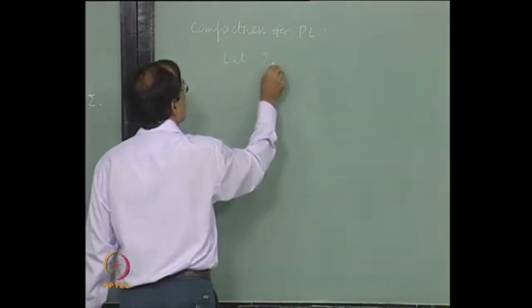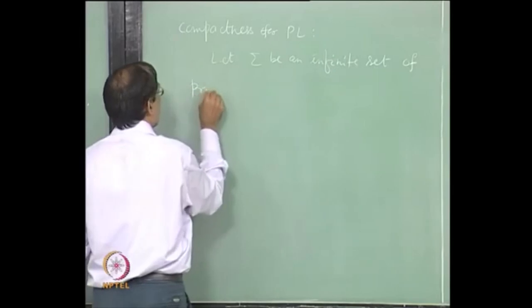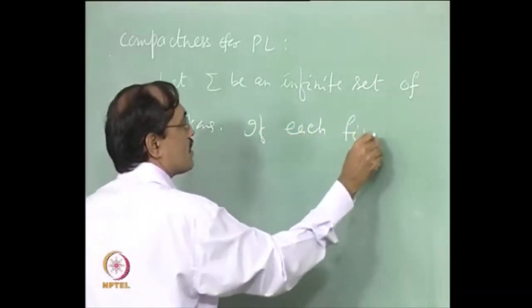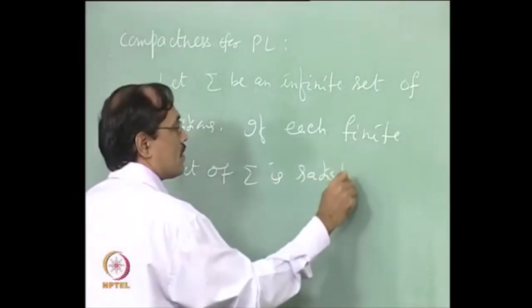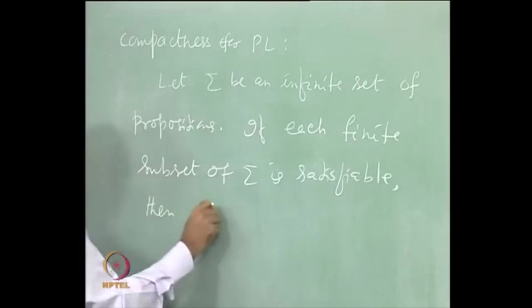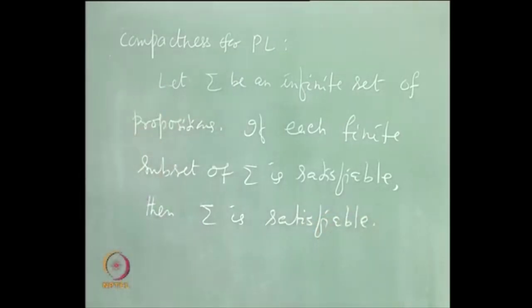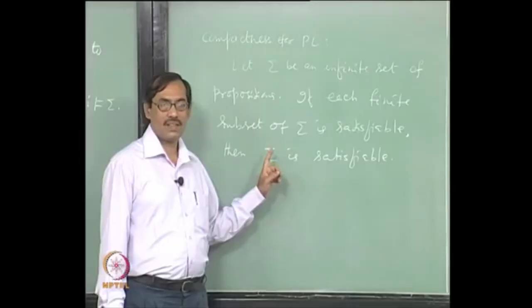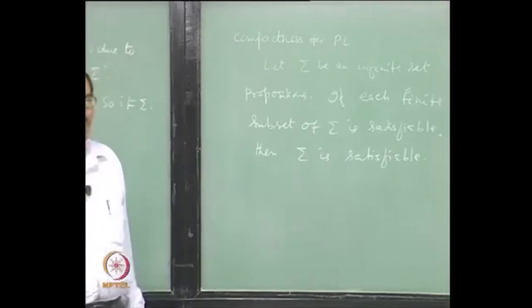Let sigma be an infinite set. If each finite subset of sigma is satisfiable, then sigma is satisfiable. So now proof is easy. What you have to do is prove its contraposition. If sigma is unsatisfiable, then there exists a finite subset of sigma which is unsatisfiable. Okay? Which finite subset we don't know, but we can show there exists one.